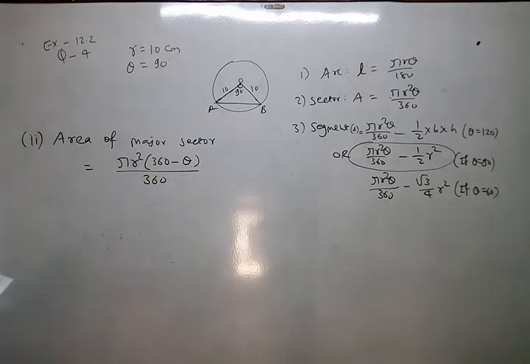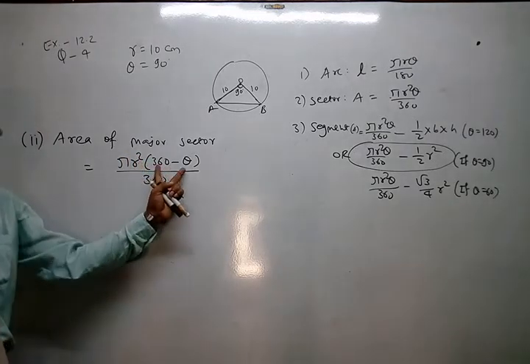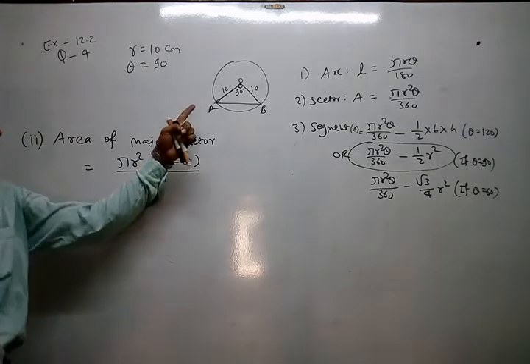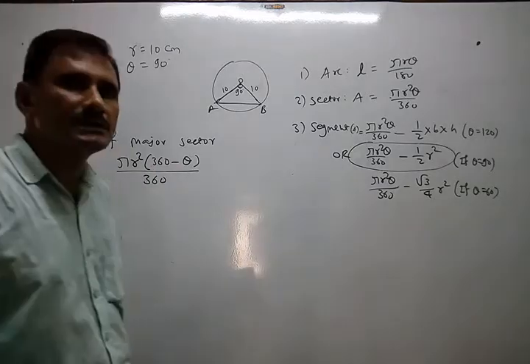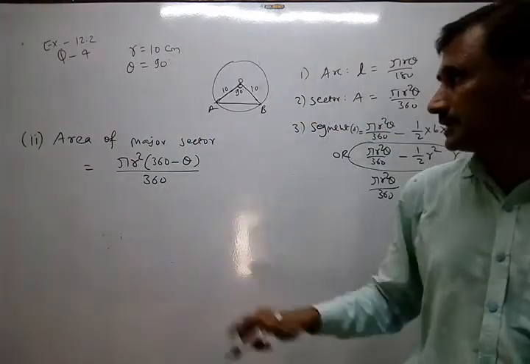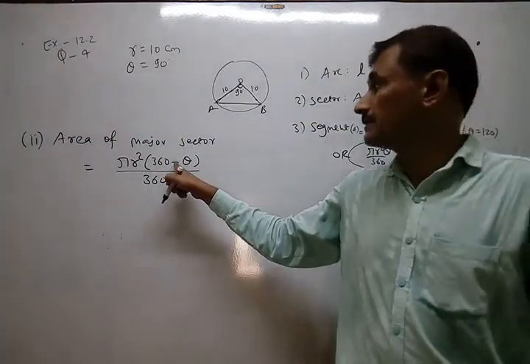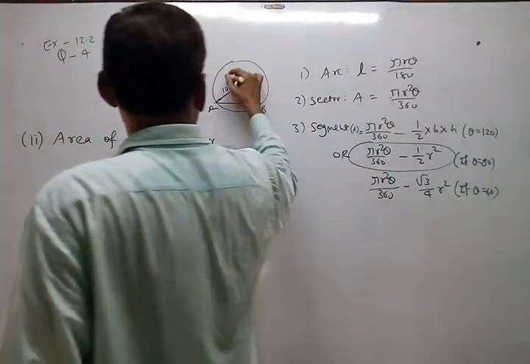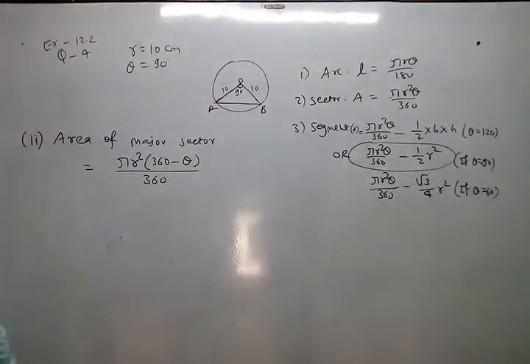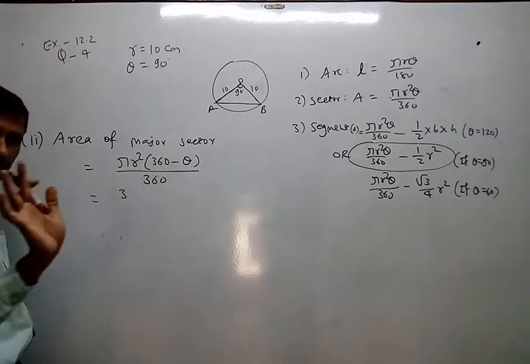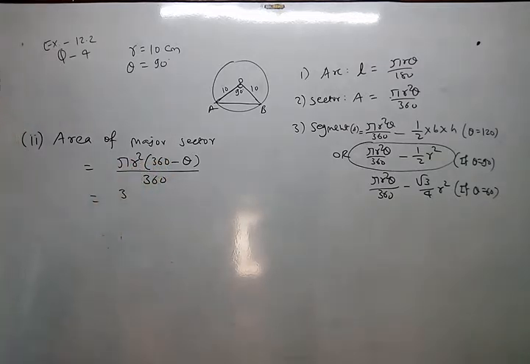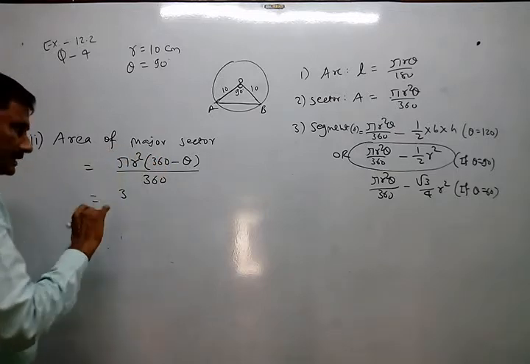Just try to understand why. The reflex angle of the given angle is written here. Why? Because the area of minor sector is not asked, the area of major sector is asked, so we can write the reflex angle so that we can find this area. So now write down all values. Don't cancel out 360, that is wrong. It cannot be cancelled, because it is within the bracket.